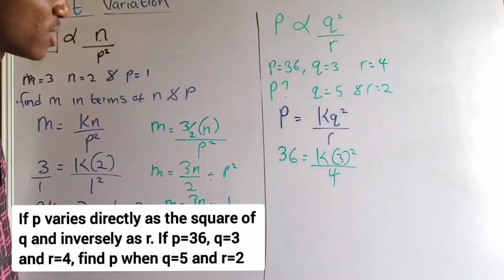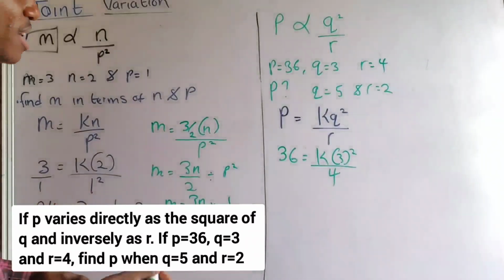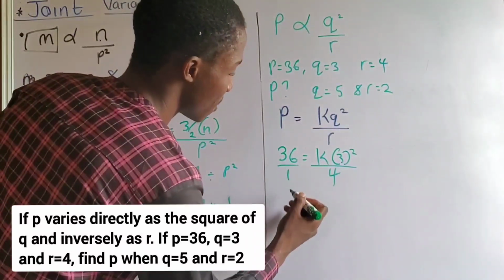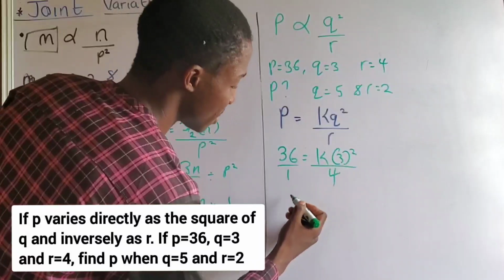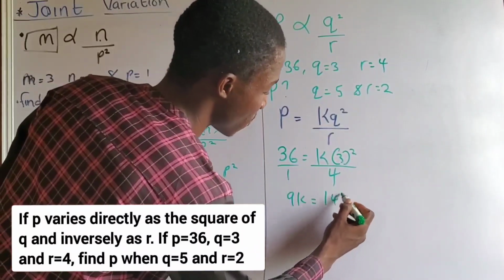Are you getting what I'm doing at all? If you didn't understand, listen to the explanation again, okay? It's simple. Now, having gotten to this point, we can take the cross product, right? Yes. So we're going to have 3 squared is 9, so I'm going to have 9k is equal to 36 times 4, that is 144.